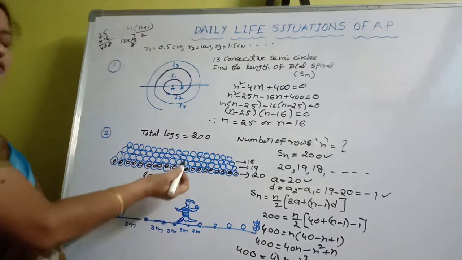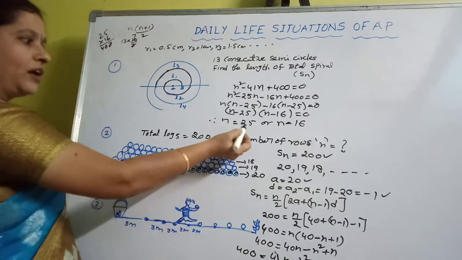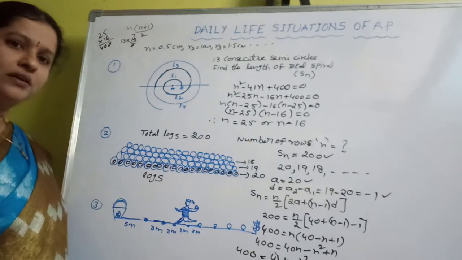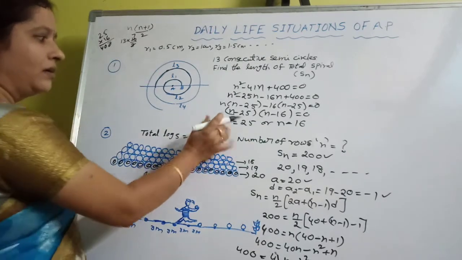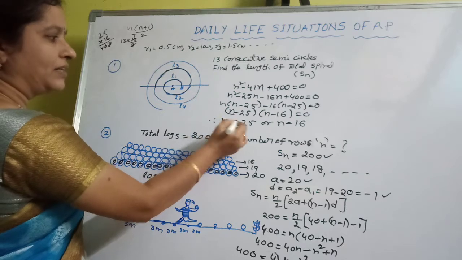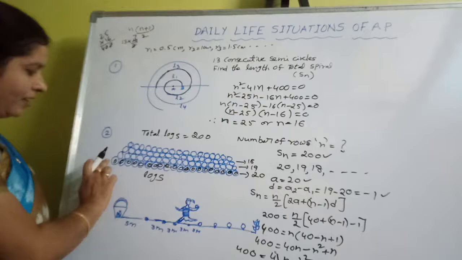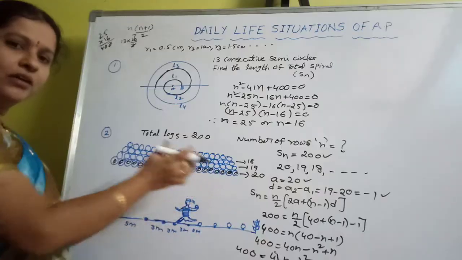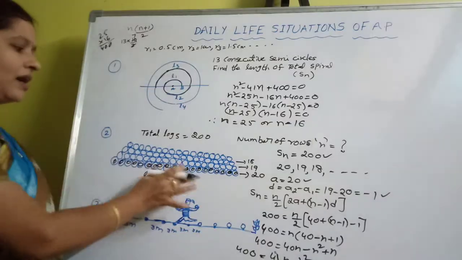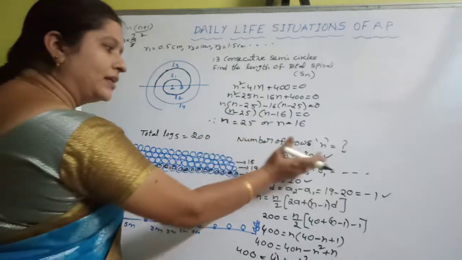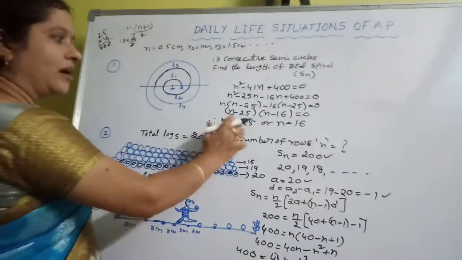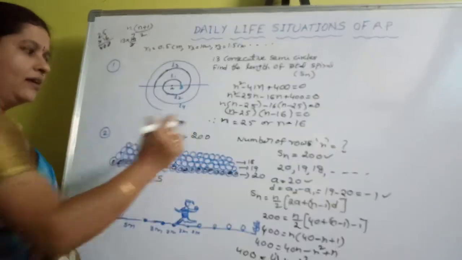Which is possible for our question? Suppose we take 25 rows. We can't place 200 logs in 25 rows. Why? The bottom row has only 20 logs, and the series is in decreasing order. So n can't be 25. Okay?